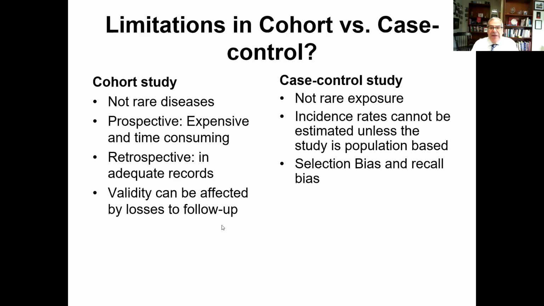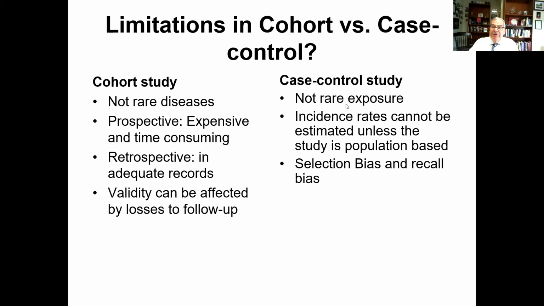Comparing a cohort study and a case control study. A cohort study is not for rare diseases. You want to do something that's common. Strokes could be used, and heart disease, which we've already shown. It's prospective, very expensive and time consuming. It's retrospective if you have very good records, and it's valid, but can be affected by losses to follow-up. People get tired of being followed or you lose them.